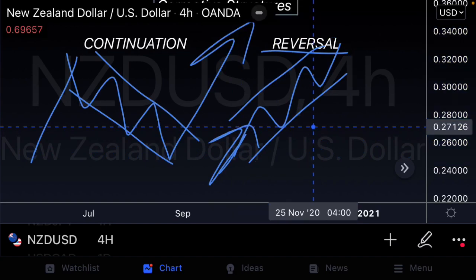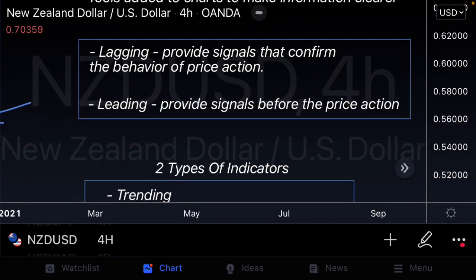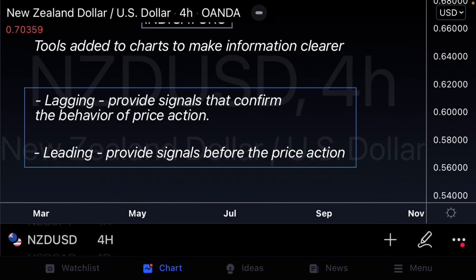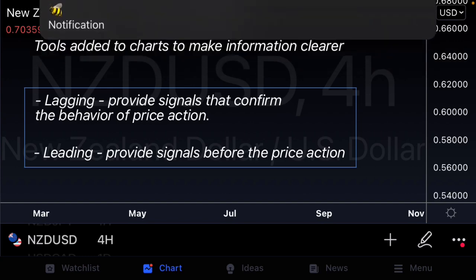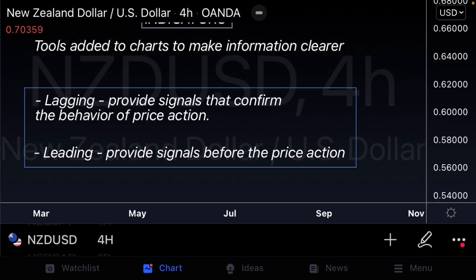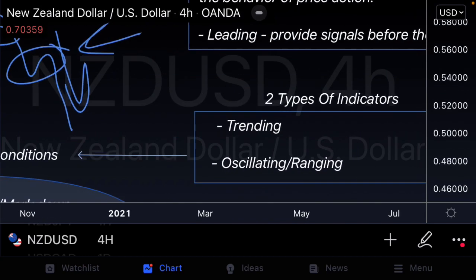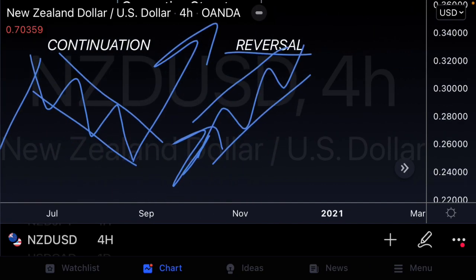We then also agree that as an indicator, we want every indicator, or rather our ultimate indicator, to also be a leading indicator and provide signals before the price action has come. What do these continuation structures also give us?